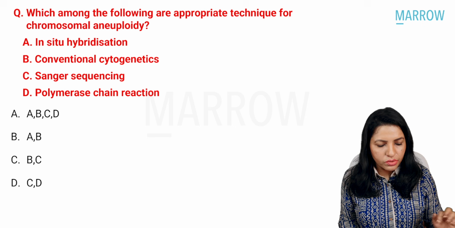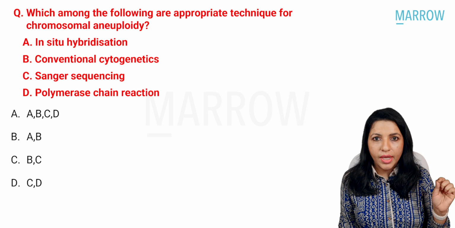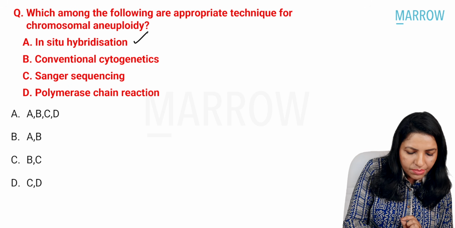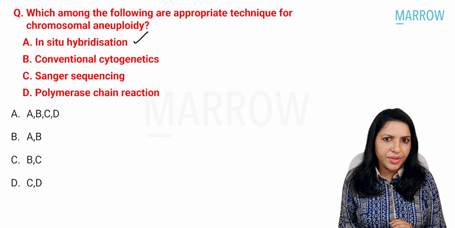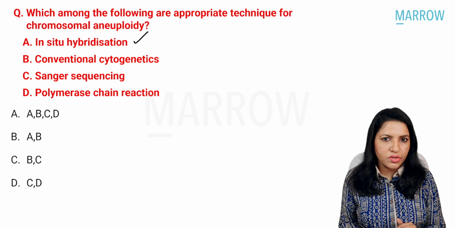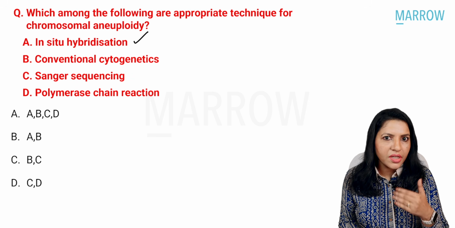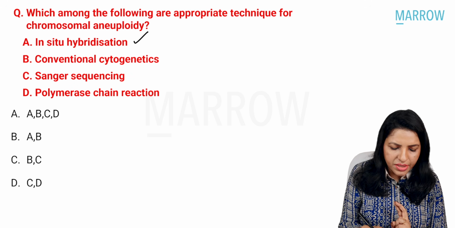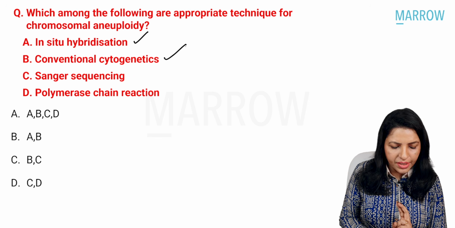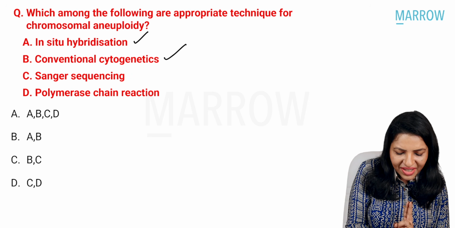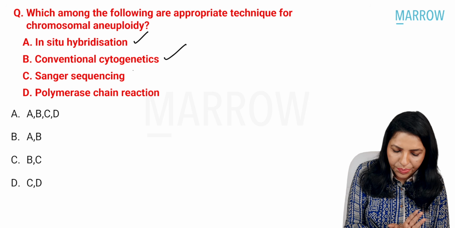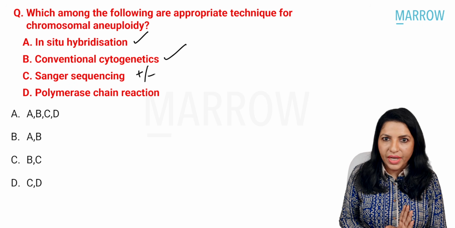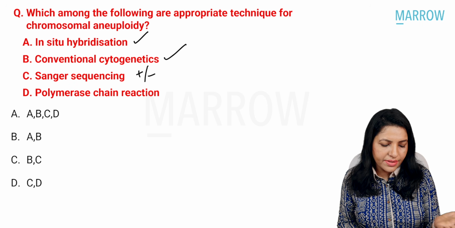Now, I'll come back to this question. Which of the following are appropriate techniques for chromosomal aneuploidy? I will put a tick mark to this. In situ hybridization, or fluorescent in situ hybridization also, because FISH is a kind of in situ hybridization. Conventional cytogenetics, yes, it's a technique. Sanger sequencing, I will not say as an appropriate technique. So I will just say plus or minus. I won't say it as a correct answer.